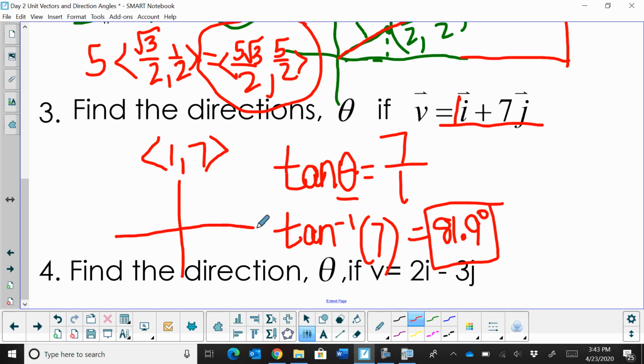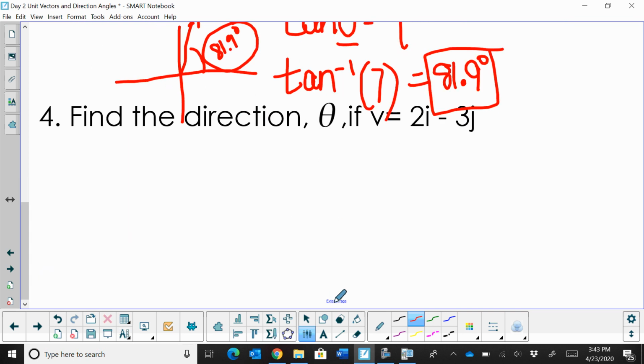Now, these coordinates are both positive, +1 and +7. So that means this vector lies in quadrant 1. And what we just found was the reference angle of 81.9. So we don't have to add or subtract that to 90 or 180 or anything because we're already in quadrant 1. Now let's look at one that's not in quadrant 1.